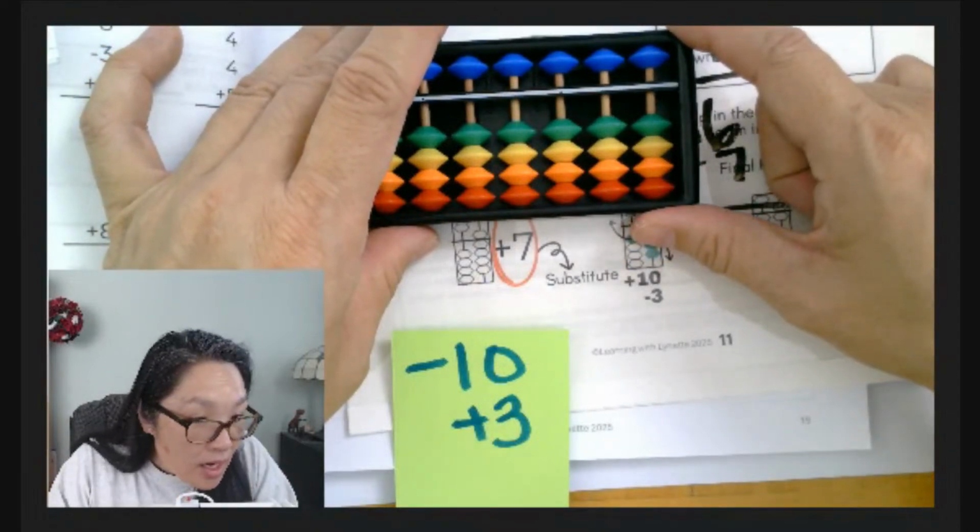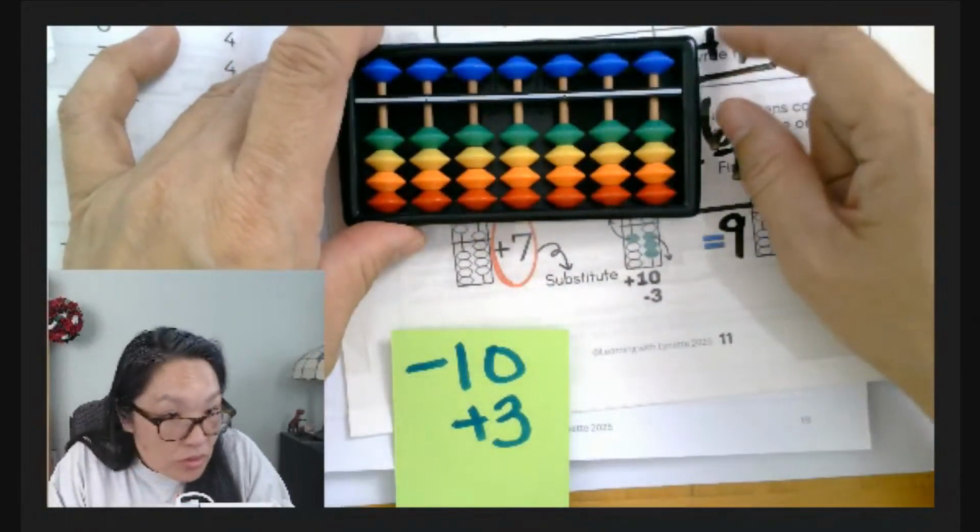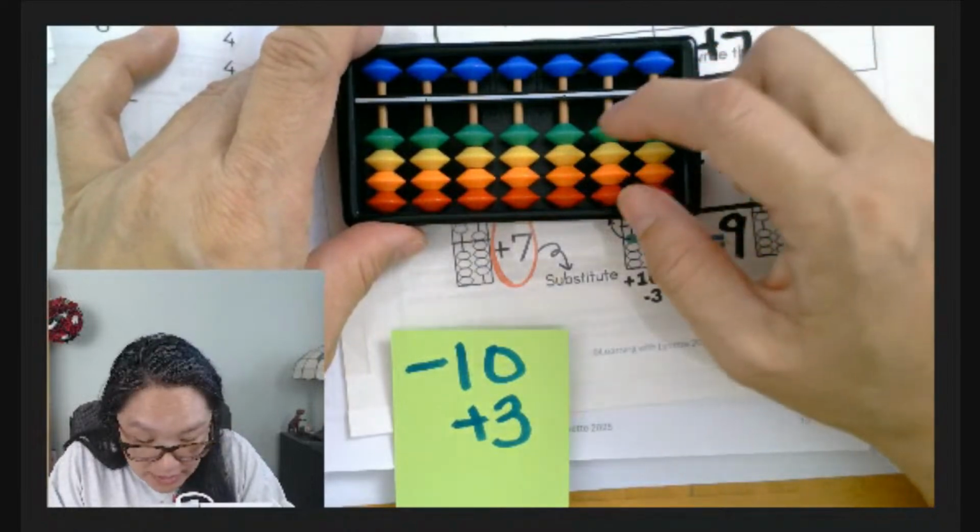I'm about to leave in about 2 minutes or so because I got to get ready for class. So, Lydia, if you're still around, we're going to count on the abacus.